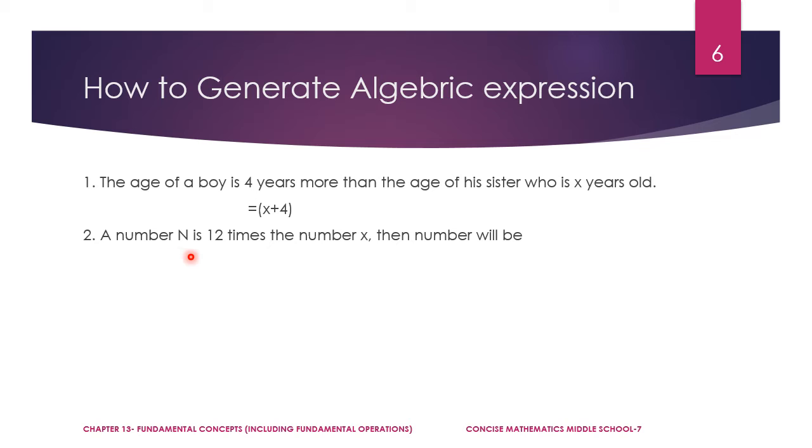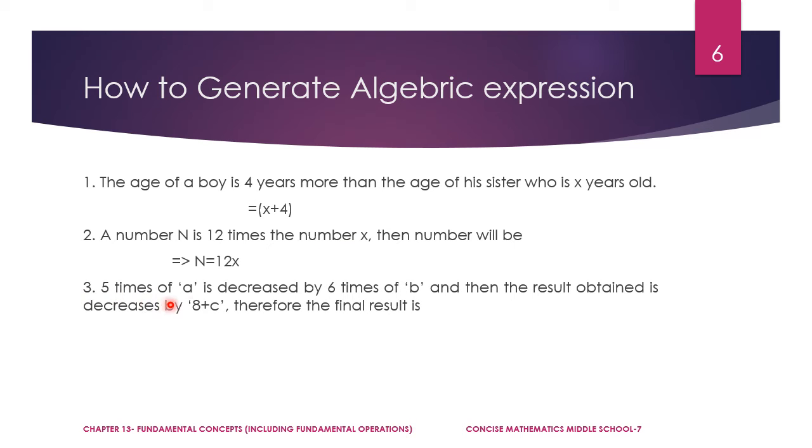A number n is 12 times the number x. It is 12 times the number, so it is 12 times more than this number. So the number will be 12 into x. That is, 12x will be the number. You have to multiply 12 into x.